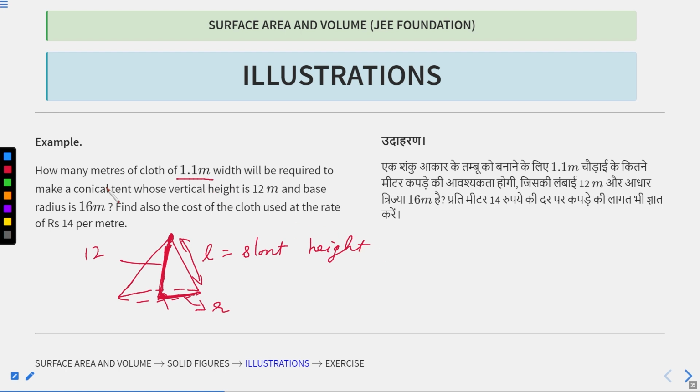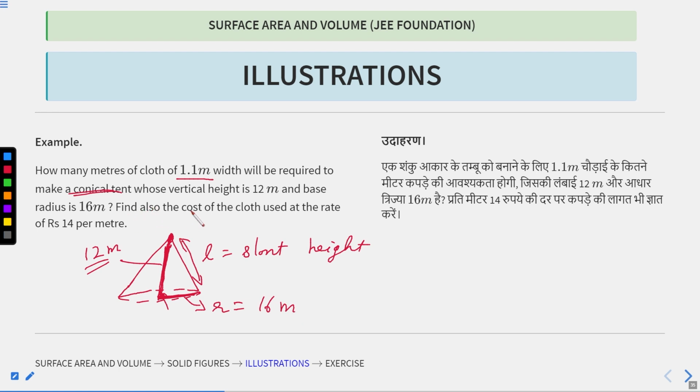So the tent will look conical. This is my rough diagram whose vertical height is 12 meters, and base radius is 16. Now r is given to me as 16 meters.